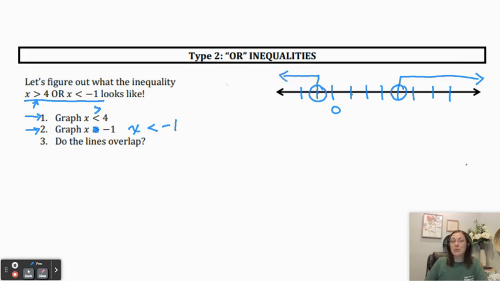Now, do the lines overlap? And the answer is no. But in this type, with an or inequality, you don't need them to overlap. So you're just going to shade on the number line anywhere that those lines have been drawn.